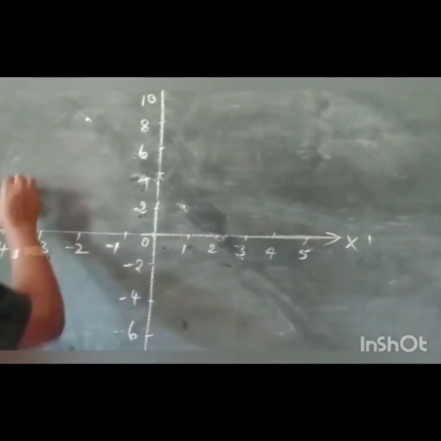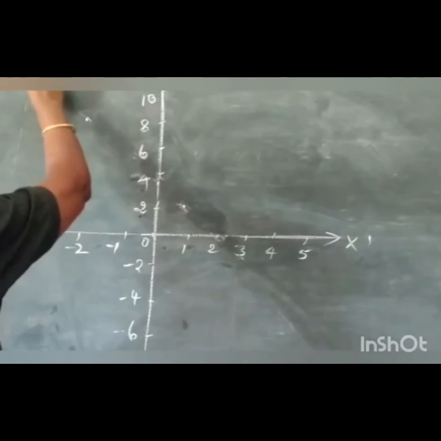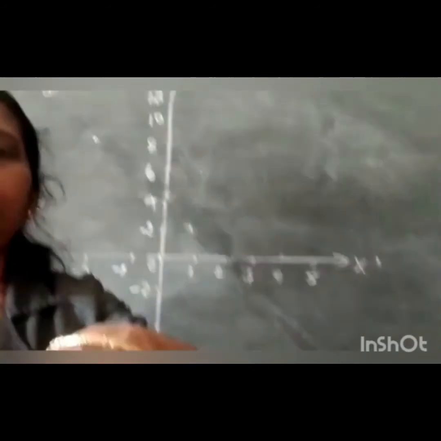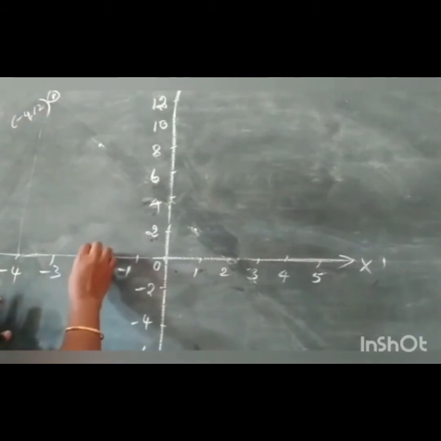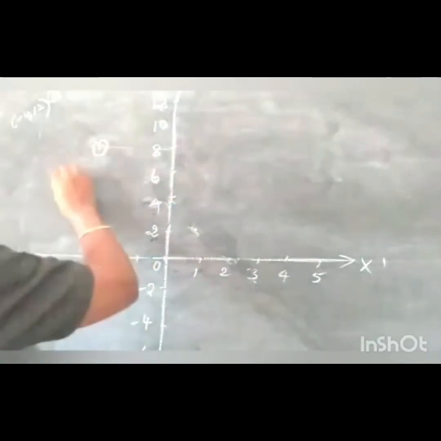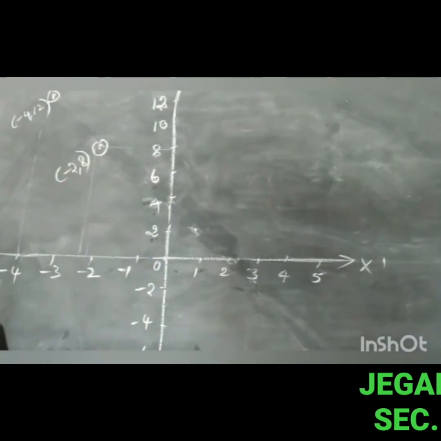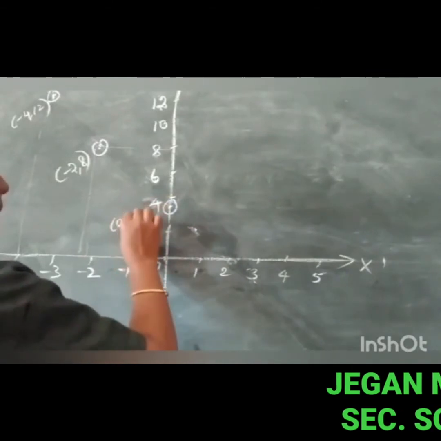Here, by using your scale, put the dotted line and then mark minus 4 and then 12. Minus 4 comma 12. The next point, second point B, is minus 2 and 8. Minus 2 in the x-axis, 8 in the y-axis. Now let us see the third point, 0 comma 4.